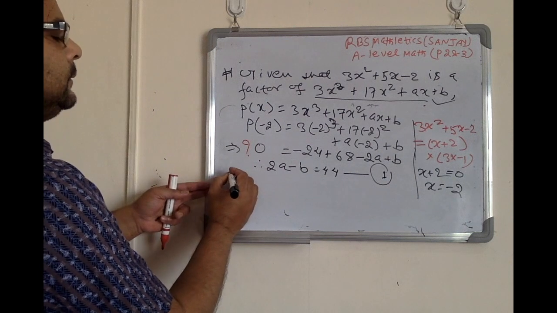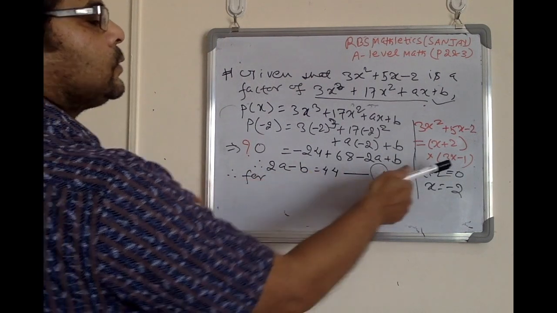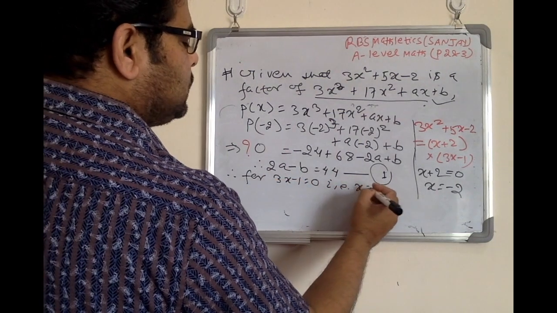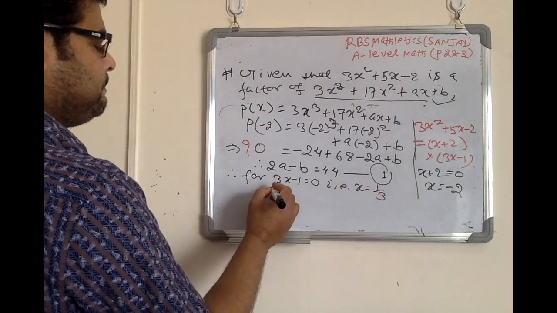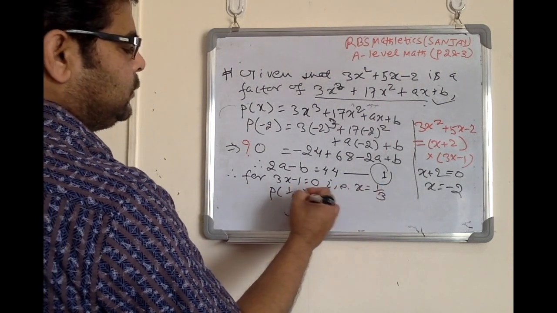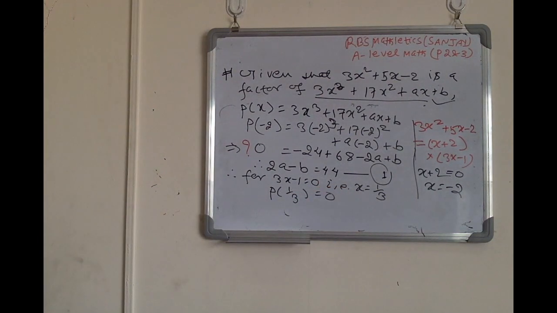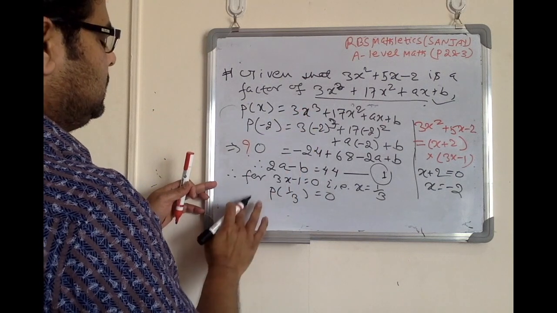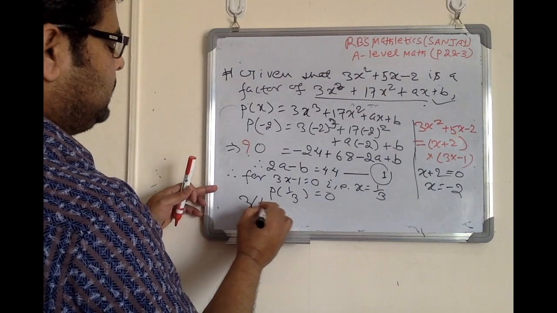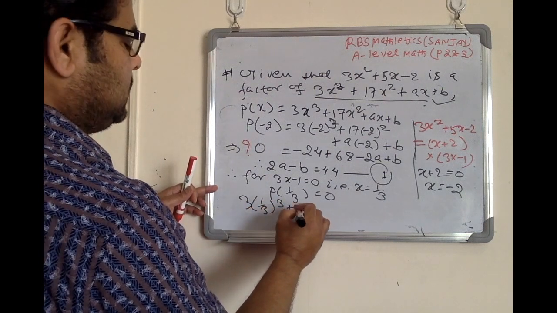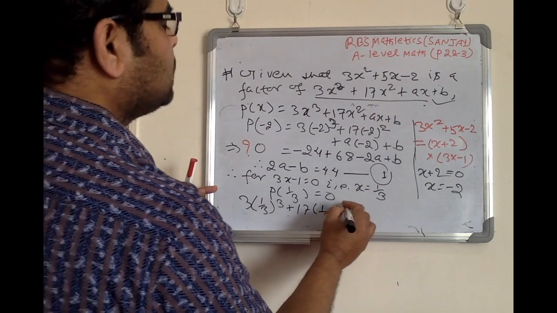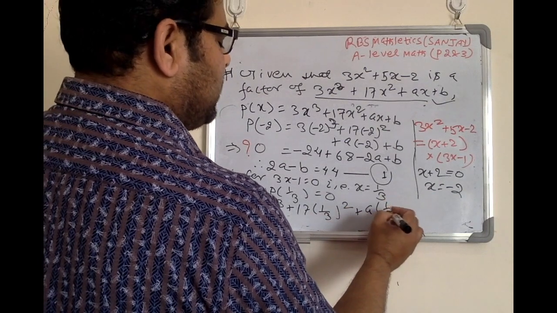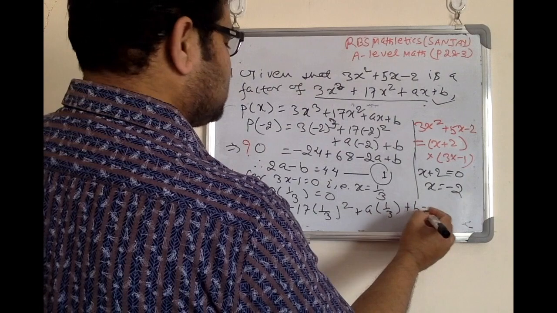Therefore, for 3x minus 1 equals 0, that is x equals 1 by 3, p(1/3) is again going to be 0, and that gives you the equation. In that case, p(1/3) means you put the value 1 by 3, so this is 3 times (1/3) cubed plus 17 times (1/3) squared plus a times 1/3 plus b equals 0.